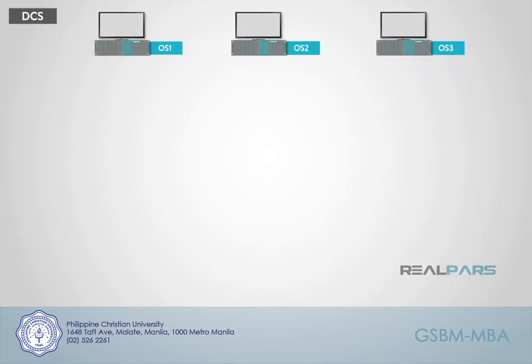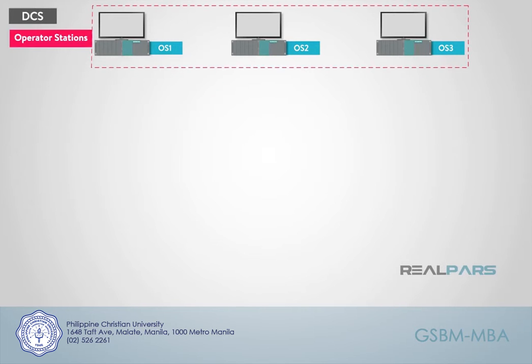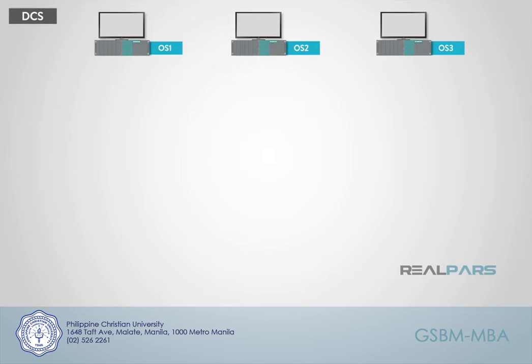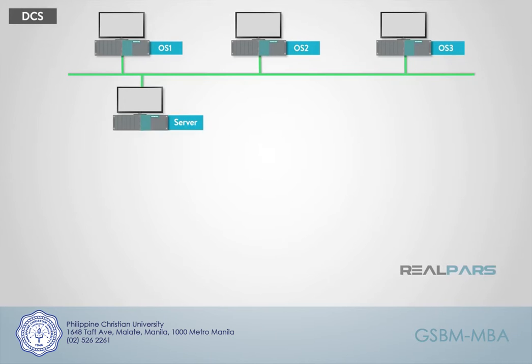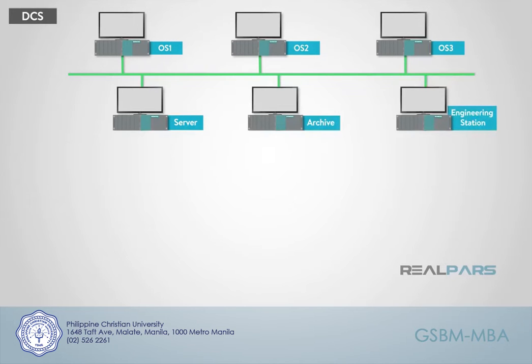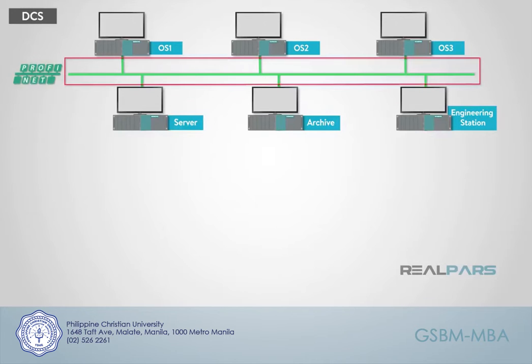A typical plant starts with a centralized operator control center, typically called operator stations. Operator stations, in a DCS, are the heart of the system. This is where the operator can observe the operations of the plant, view process warnings and alarms, monitor production, and more. The next level of components may contain servers, archiving computers, and engineering stations. Communications with the operator station level is typically industrial Ethernet.